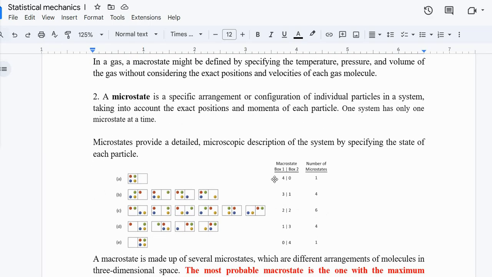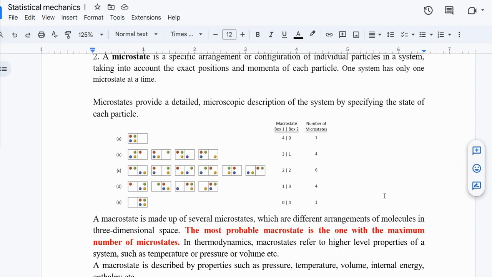Now, a simple example I have taken. Here we have two boxes and four particles, and we are going to arrange them. In box number 1 we have 4 particles, and in box number 2 there are 0 particles. So we have a combination of 4 and 0. This is one type of microstate. Now another possibility: there may be 3 and 1. In the first box we have 3 particles, in the second box we have 1 particle.